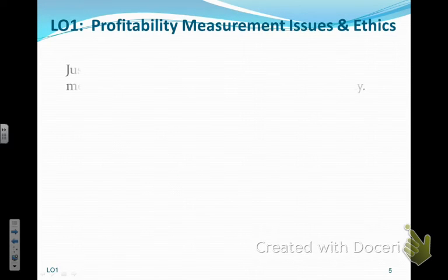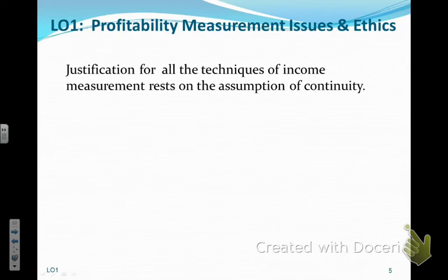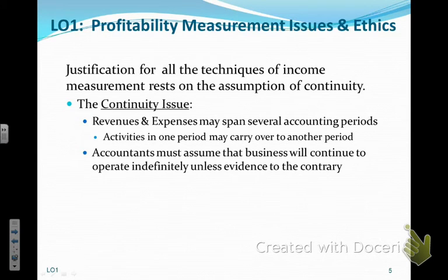So, the generation of all techniques of income measurement rests on the assumption of continuity. The continuity issue assumes that a business will continue over accounting periods indefinitely. Revenue and expenses may span several accounting periods, and activities that may occur in one accounting period can carry over into another accounting period. Accountants must assume, therefore, that a business will continue to operate indefinitely unless there's evidence to the contrary.